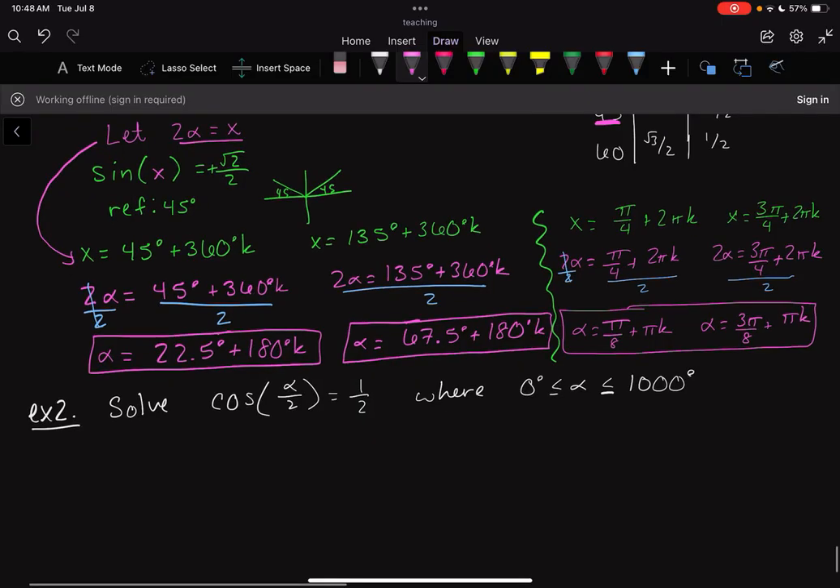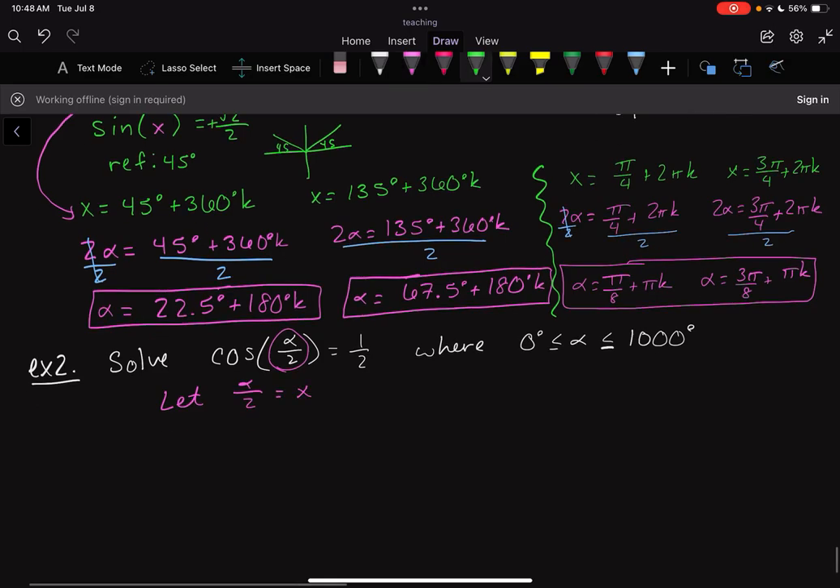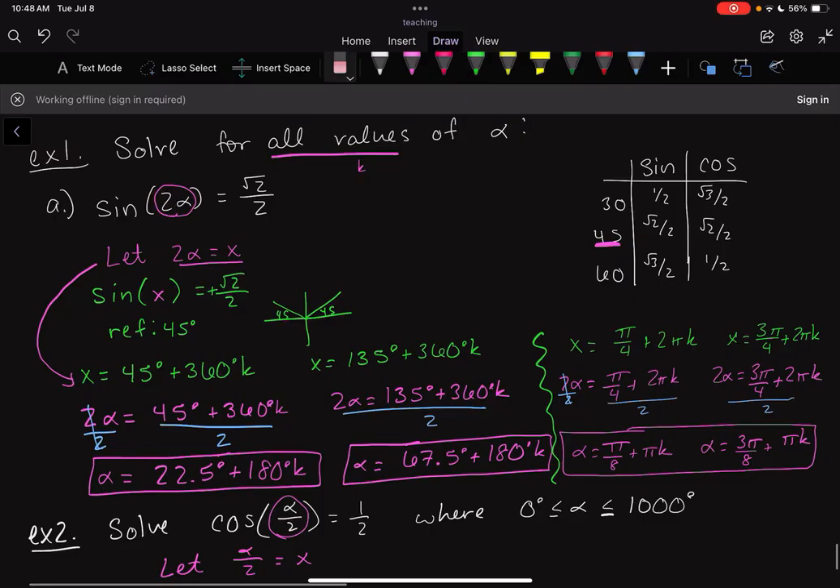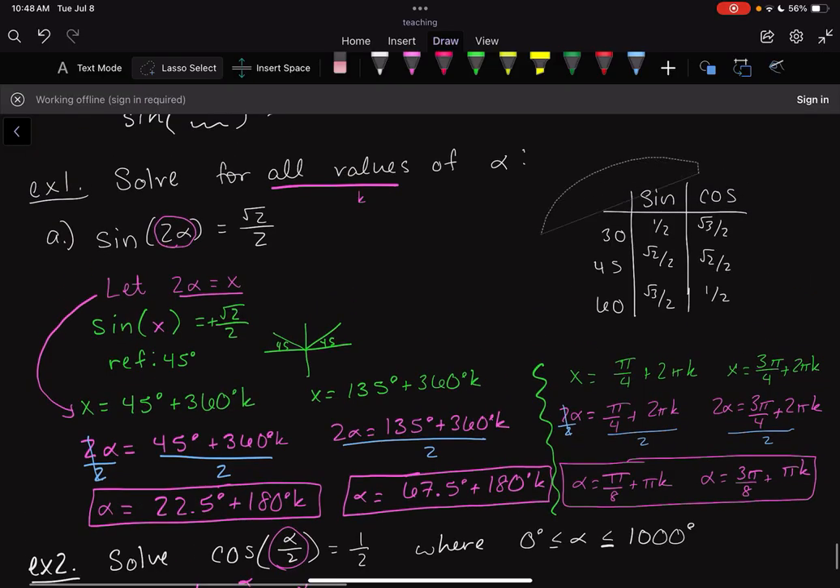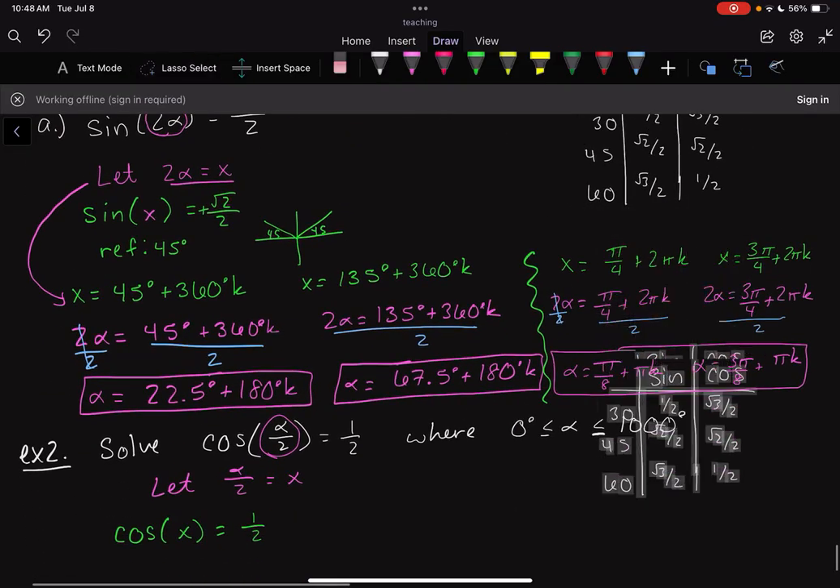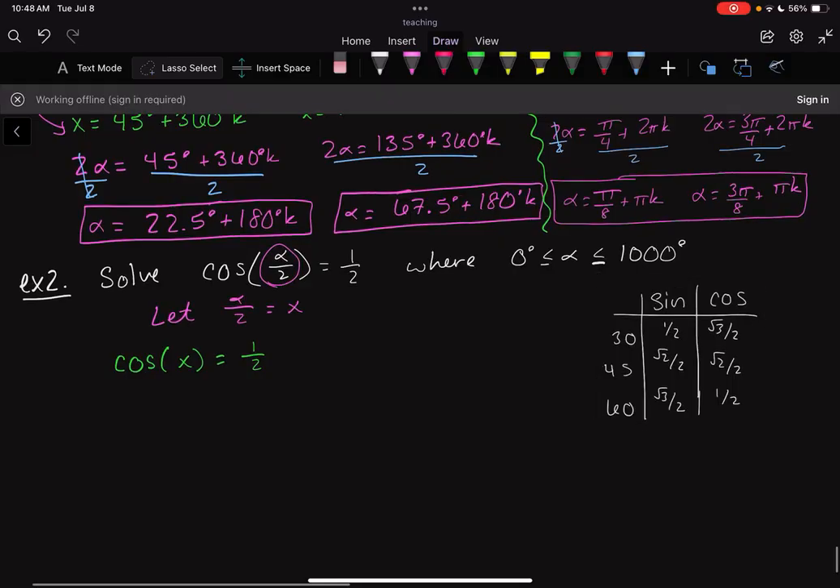So again, just like in the last one, I'm going to let my parentheses be something else. Just ignore it for a moment. So I'm going to let alpha over 2, let's just let it be x again. So now I have cosine of x equals a half. So I come back to my table. Let me go ahead and bring it down with me so that I can have it in the same area that I'm doing the problem.